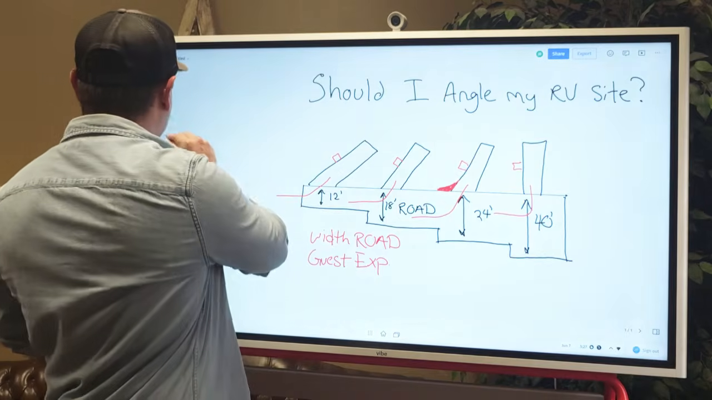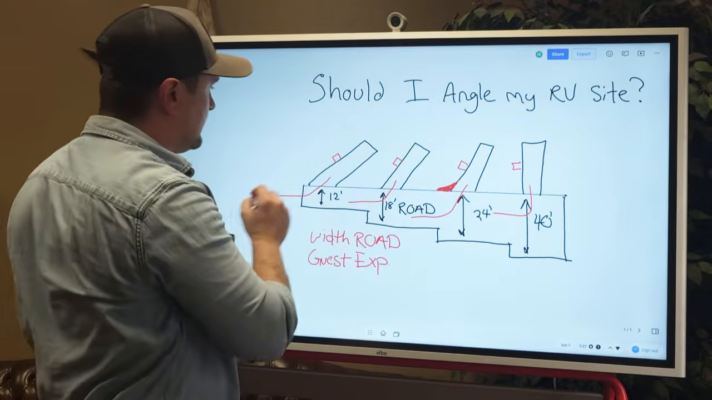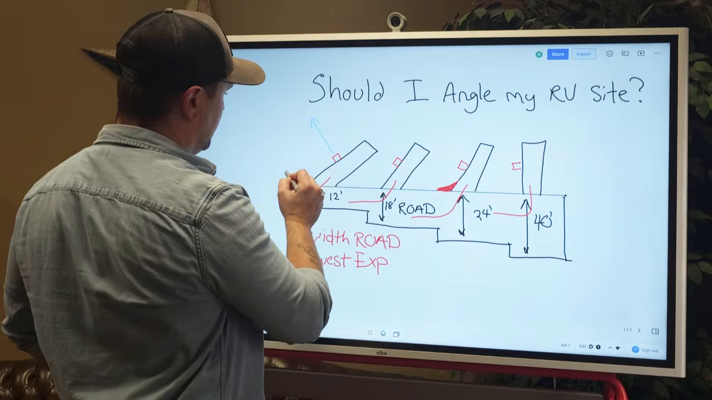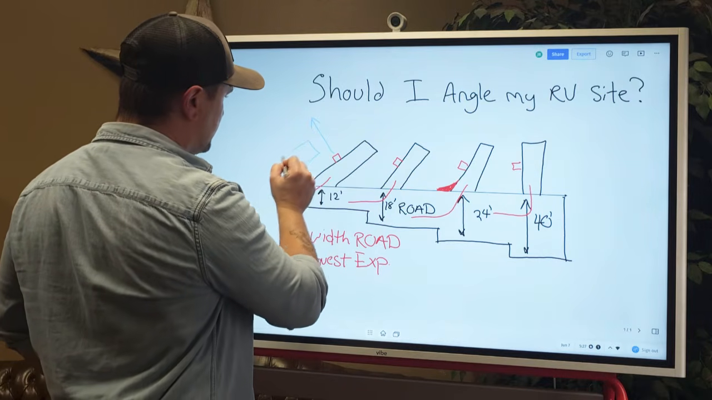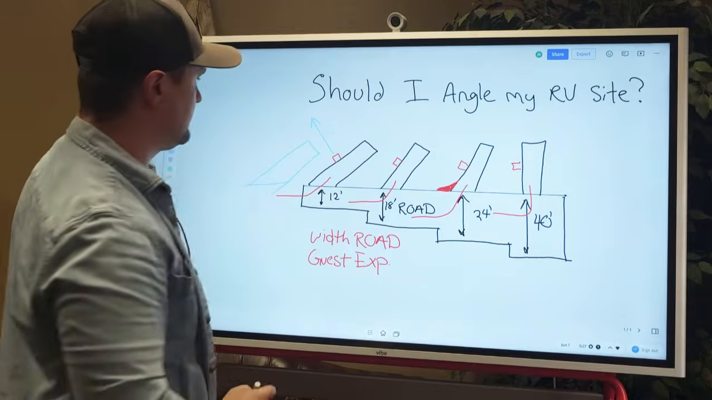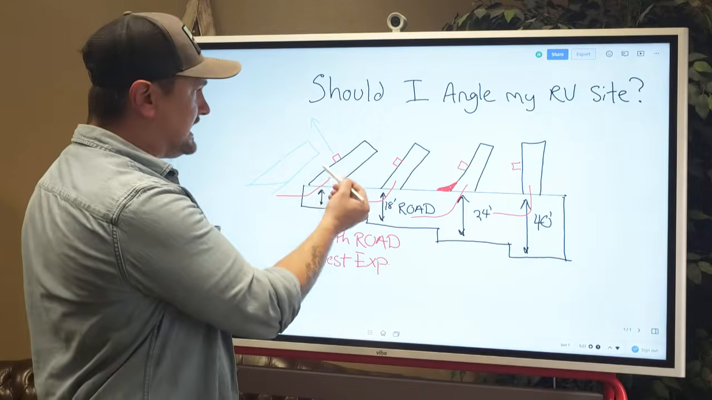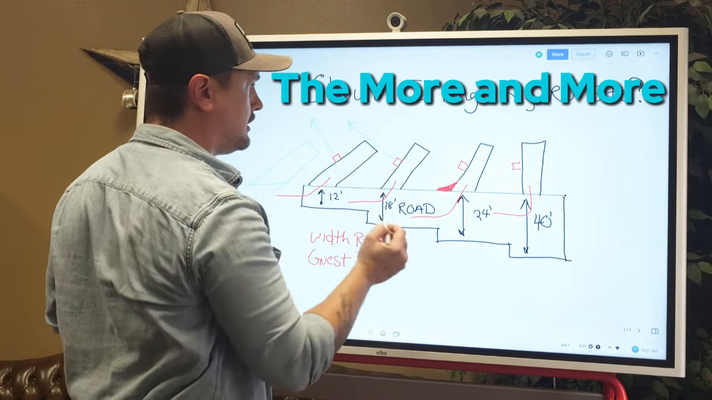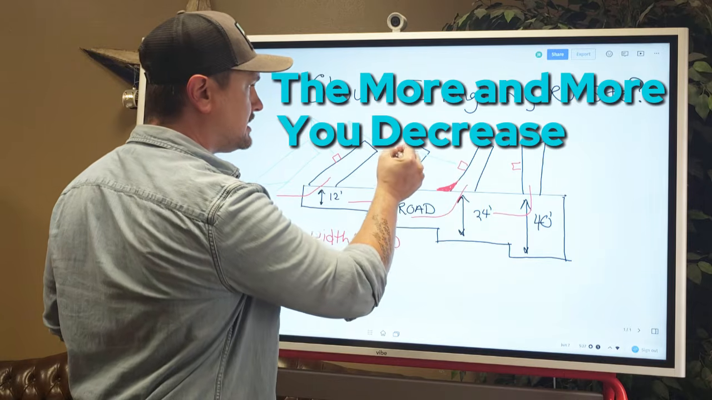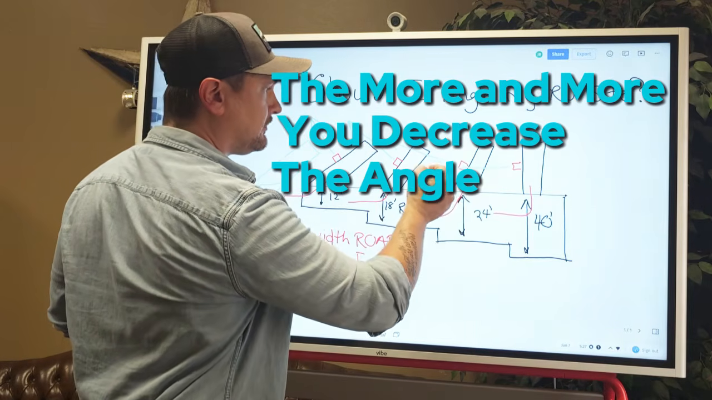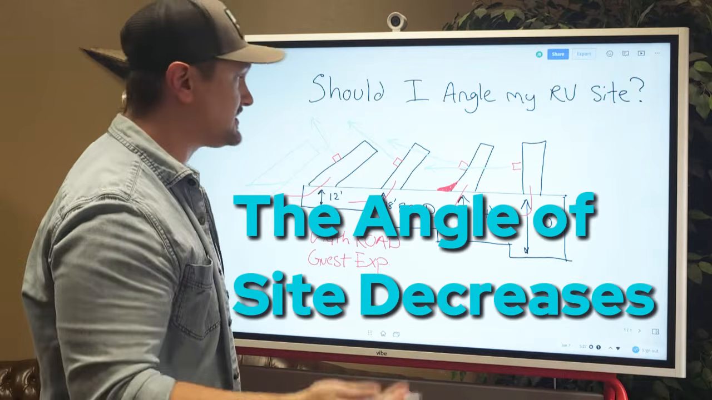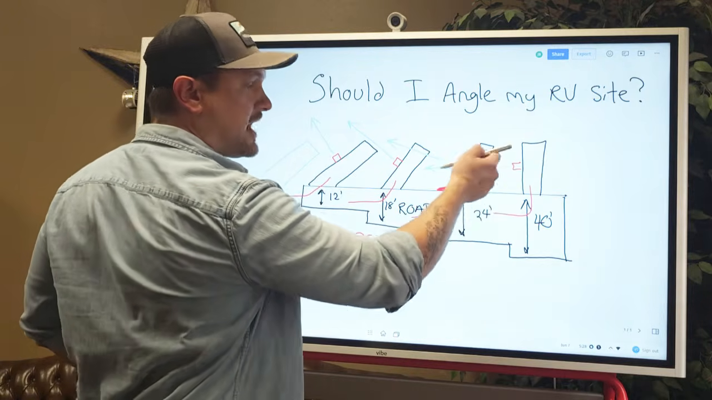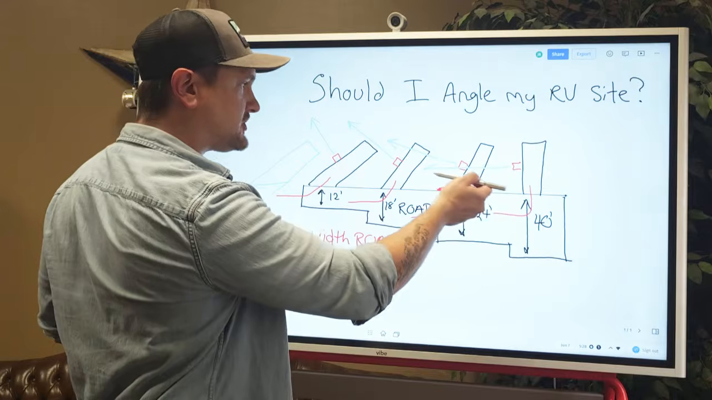Notice the view that these guys have, okay? So you're looking this way, all right? And let's say there's another site next door, right? See how you're not looking directly into the other RV, but the more and more you decrease the angle of sight, obviously decreases as well, okay? So when you're at a 90, you're staring directly at the other customer's unit.